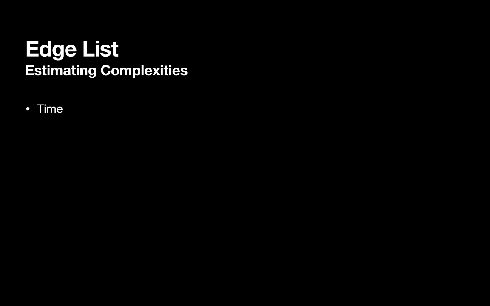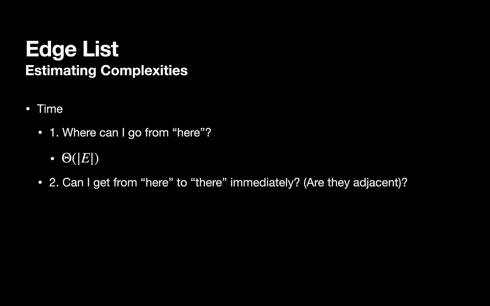So first of all, let's focus on our familiar concept here, time. Answering where can I go from here requires going through the entire edge list. So it's really dependent on the number of edges in the graph. So we can think of it as being theta of the number of edges. So it's exactly theta. We can't ever stop early in the list. The other question, can I get from here to there immediately, answering if two nodes are adjacent? Well, as soon as we find a place where they're adjacent, we might be able to stop. If it's a simple graph where we're guaranteed to only have one arc, we can think of it as being big O of the number of edges.